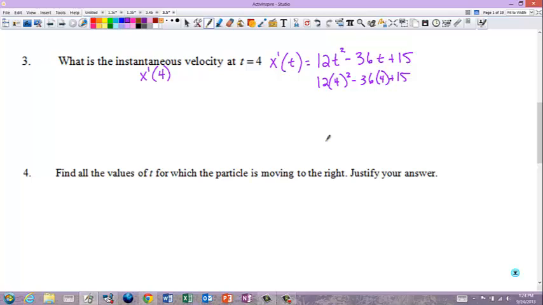4 squared is 16. 12 times 16 minus 36 times 4. Yeah, I don't know what this is. I'm using my calculator. 12 times 16 minus 36 times 4 plus 15 is 63. So he's going 63 meters per second at time 4.